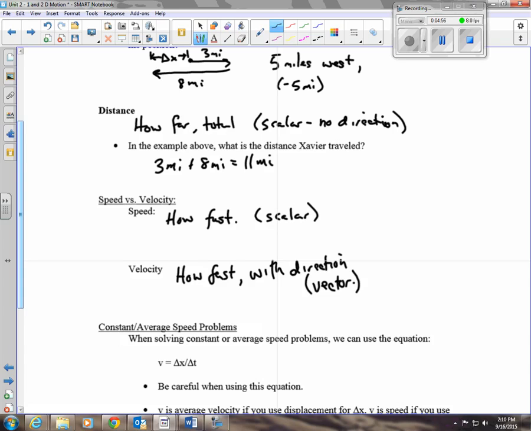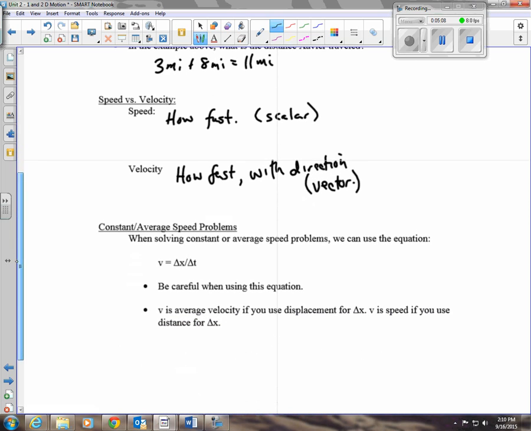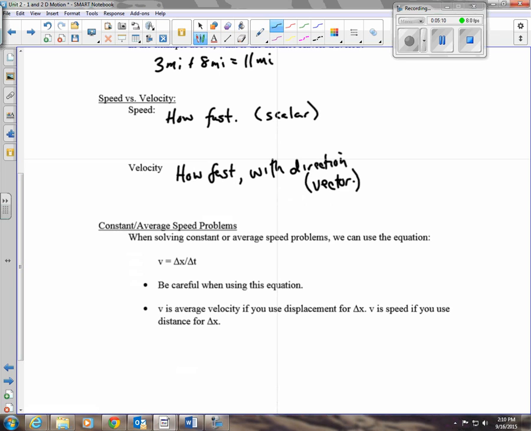Like I said, we use these kind of interchangeably. If I'm driving down the street in my car and I'm going 50 miles an hour north, my speed is 50 miles an hour, my velocity is 50 miles an hour north. So it's easy to see why I use them interchangeably, because the amount is the same. But we really should always have direction when we are finding velocity.